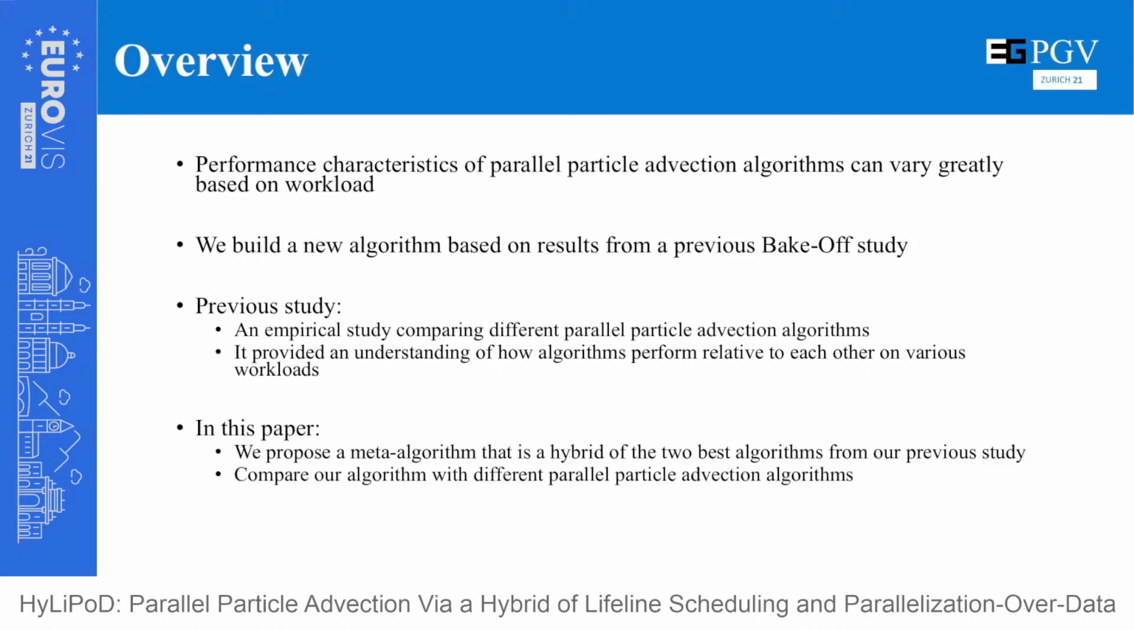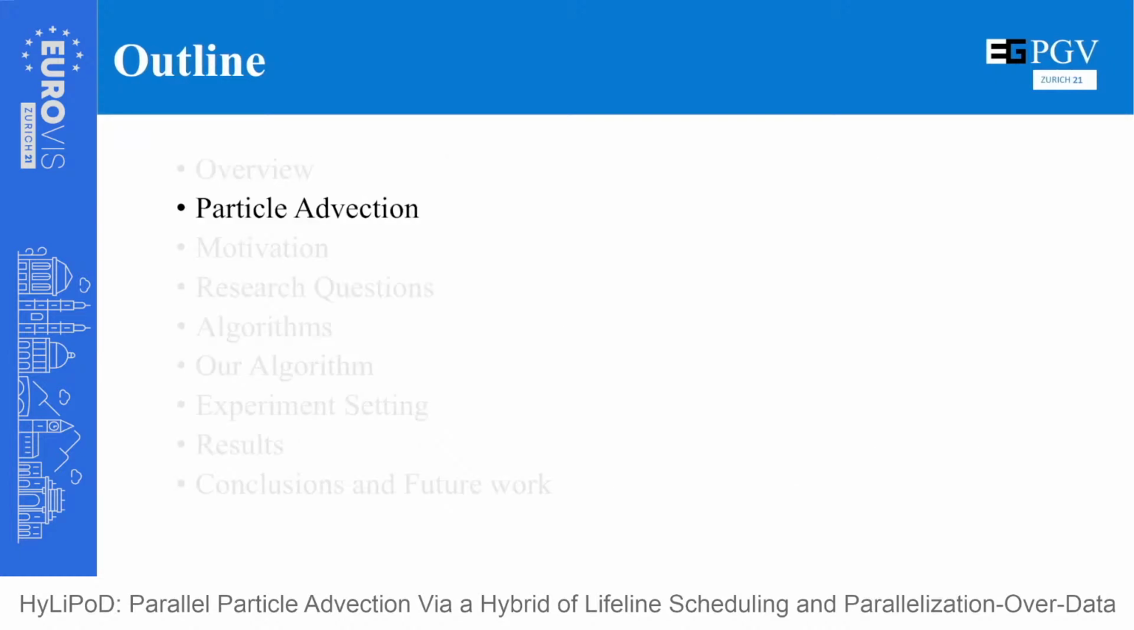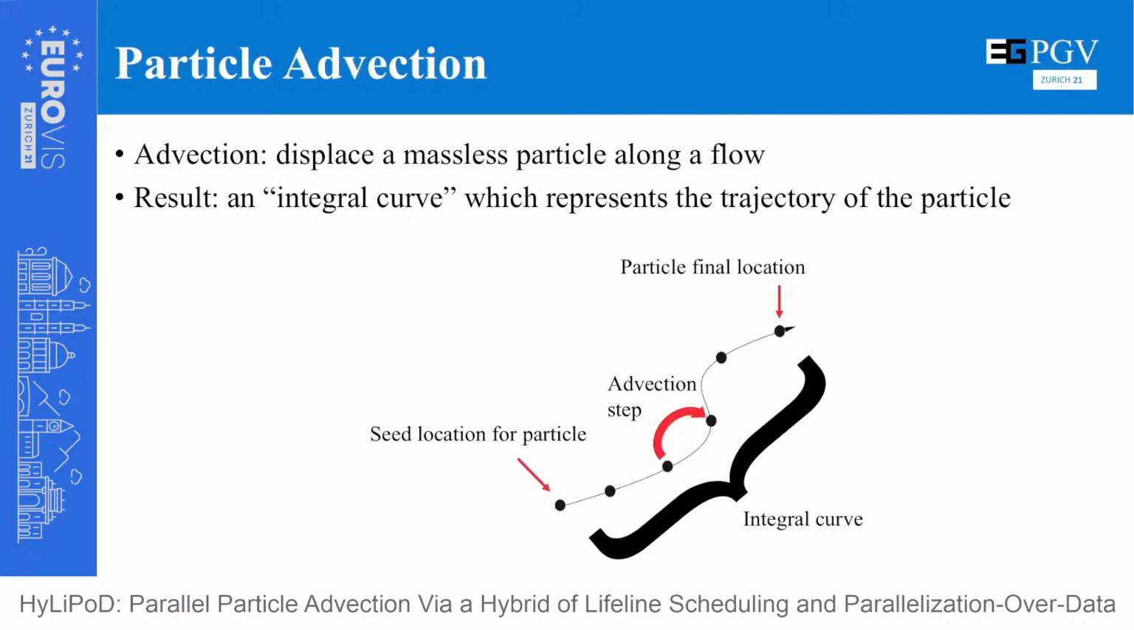In this paper, we take the lessons we learned from our previous study and we propose a meta-algorithm that is a hybrid of the two algorithms that had the best performance in the previous study. And to study the efficiency of our algorithm, we compare it with different parallel particle advection algorithms. Next, I'll give a brief overview of particle advection.